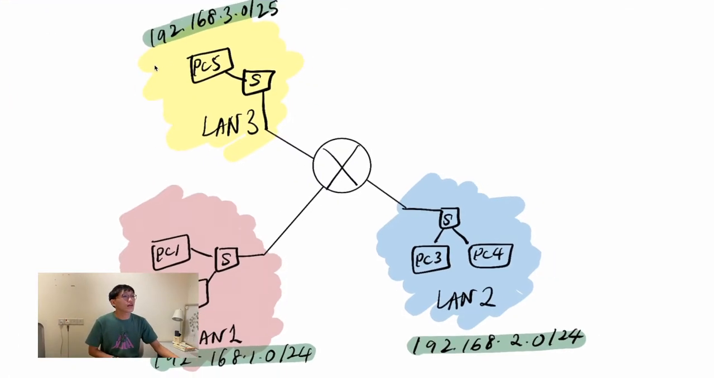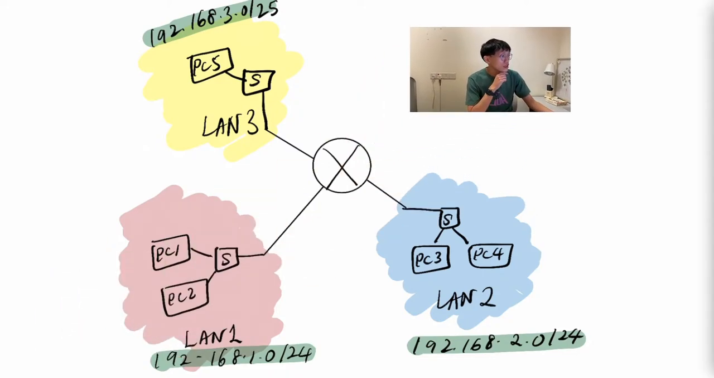What you see here now is exactly what you have on the packet tracer, and we'll start with the pink color network here. We're going to find out a few parameters. The first thing is we have to find out what is the network address, and then we have to find out what is the broadcast address, and then what is the usable address range.